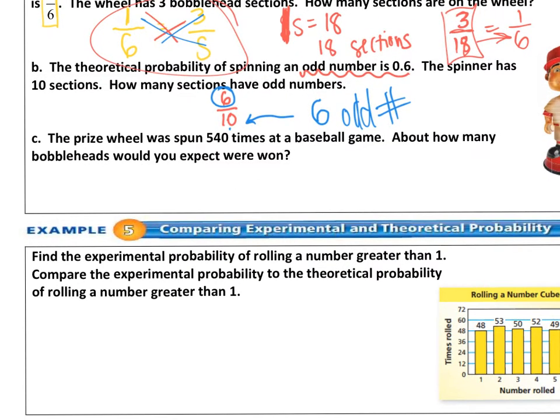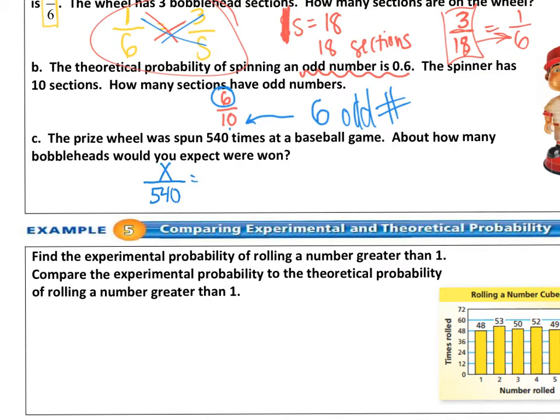The prize wheel was spun 540 times at a baseball game. About how many bobbleheads would you expect there won? Okay, so for this one, we know that the total times it spun was 540. And we want to know, of those 540 times, how many would we expect?